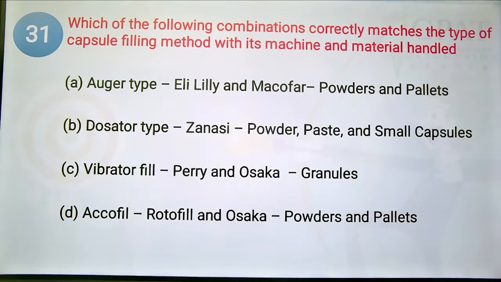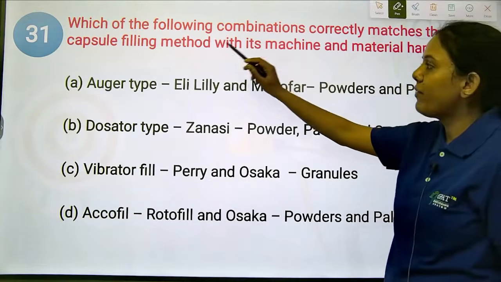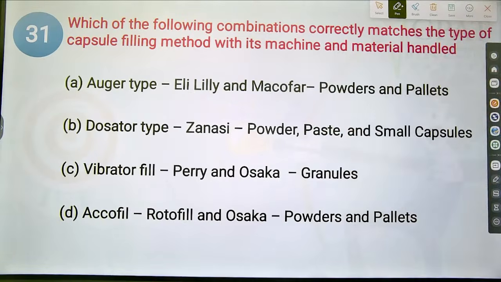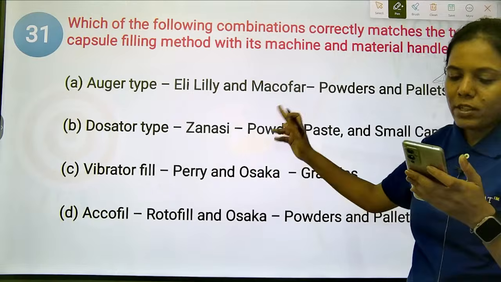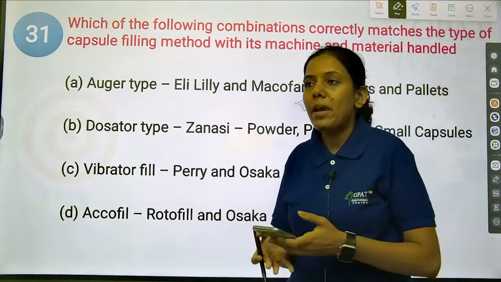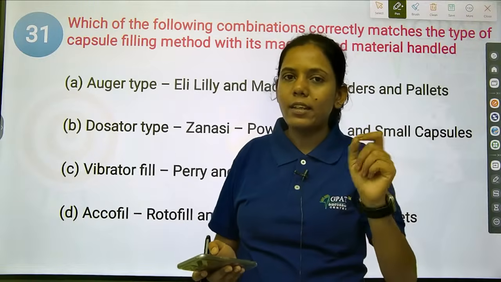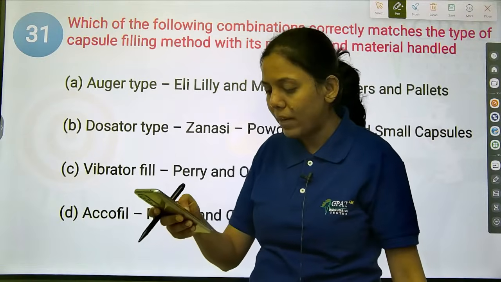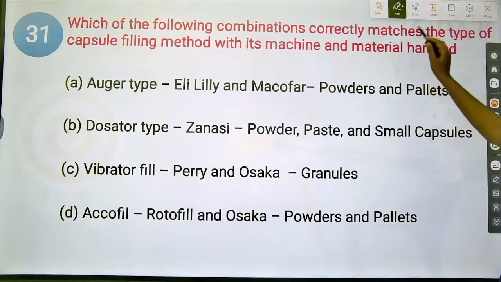Chalo, which of the following combinations correctly matches the type of capsule filling method with its machine and material handled? Auger type, and McOphar, powders and pellets. Dosator type, that is for powder, paste and small capsule. Vibratal fill, Perry and Osaka, granules. Ecofill, rotofill, Osaka, powders and pellets. See, now here I cannot tell because it is shifted, but we have already seen Perry from the Fries and all. These are the tricks if you remember in the class, those who were present. So B is the right answer, that is a dosator type.